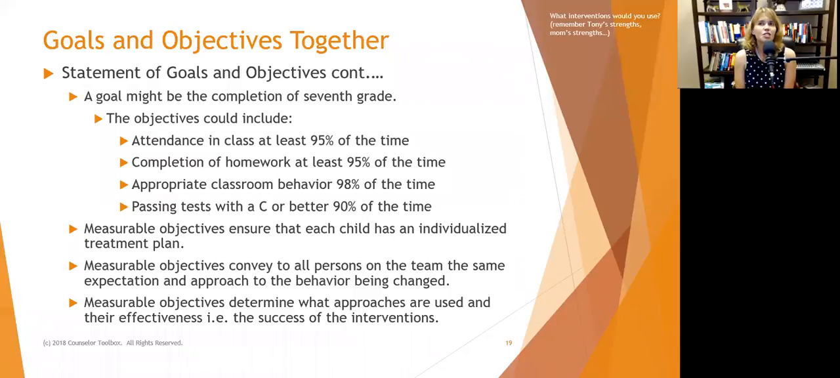Measurable objectives determine what approaches are used and their effectiveness. So if Tony's not passing his tests with a C or better 90% of the time, we're seeing he's not able to achieve this objective. We need to look at what kind of interventions we might need to help him achieve this objective. Tutoring, for example, or something.